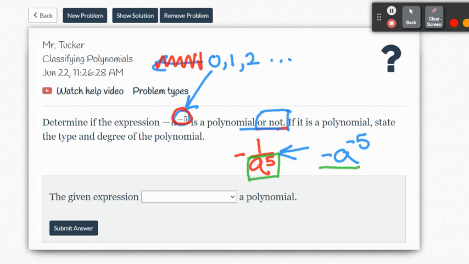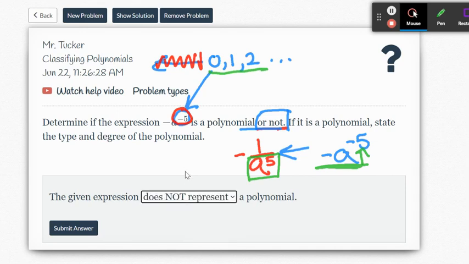So we need to look at our variables above the fraction bar, and what kind of exponent we have. That's a negative. And so we say not a polynomial because it is a negative degree. So we click not a polynomial. And then we don't have any subsequent questions because we're not dealing with rational numbers in this section. That's for our next unit of study.